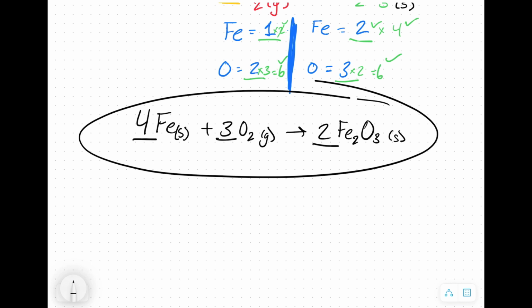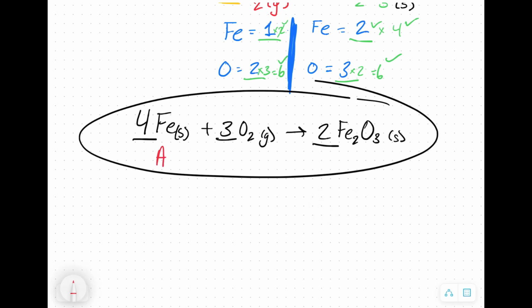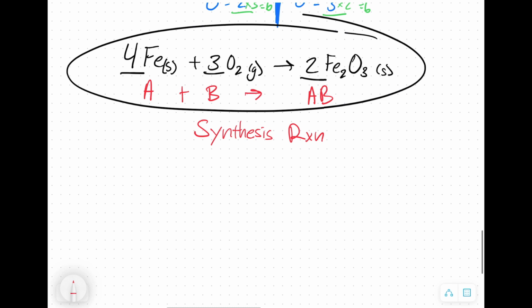Now, if we're trying to figure out what kind of reaction this is, I have iron, a single element by itself. I'm adding that to oxygen. It's a single type of element by itself. And I'm forming this iron oxide. I'm forming one thing. So A and B are combined. Well, if I start with 2 things, I end with 1 thing. With this general formula, I know this is going to be a synthesis reaction. So that's all of the new stuff.